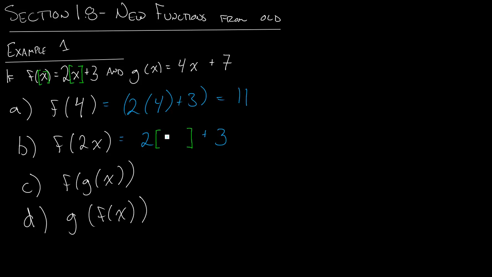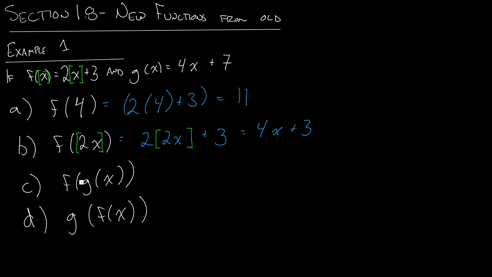Now, what do I put inside these square brackets? To see that, we have to come over here. We put the square brackets here, and we see that it wants me to put a 2x there. If I simplify this, 2 times 2x is 4x, so I'll get 4x plus 3. Now this looks even worse, and this is where we really get into composition of functions.